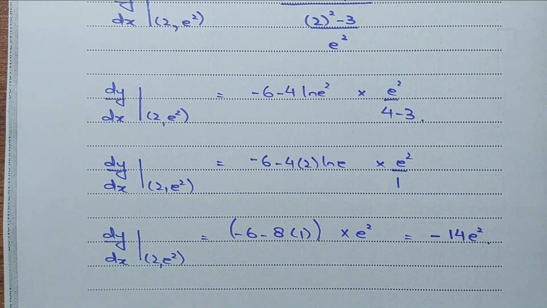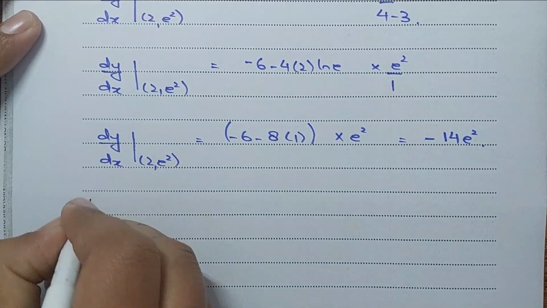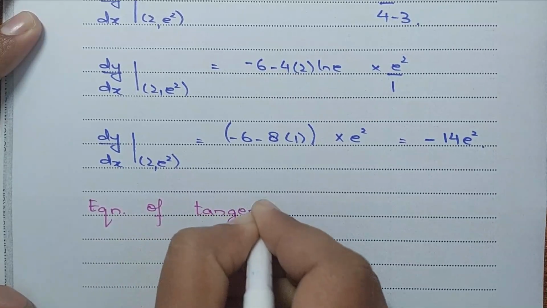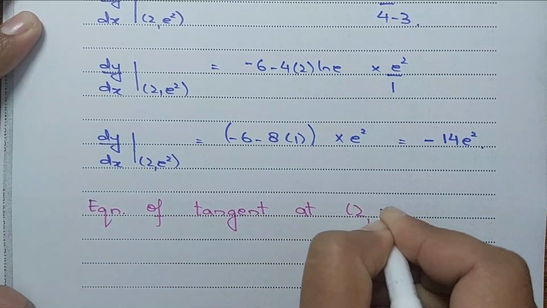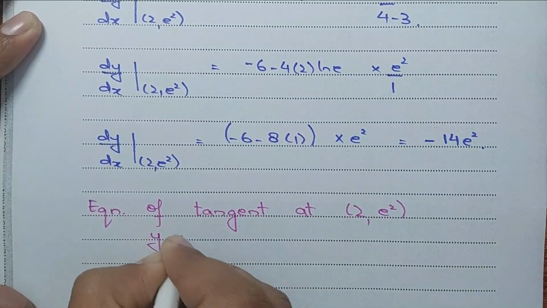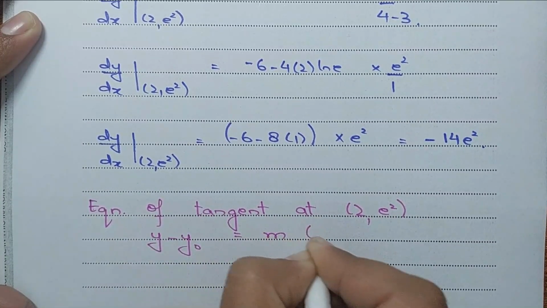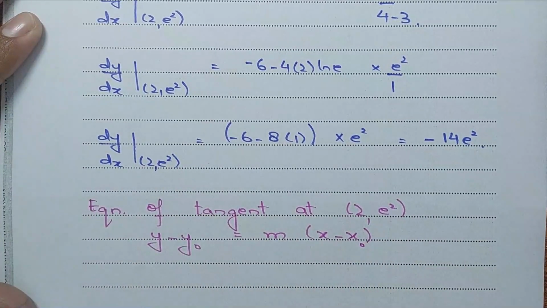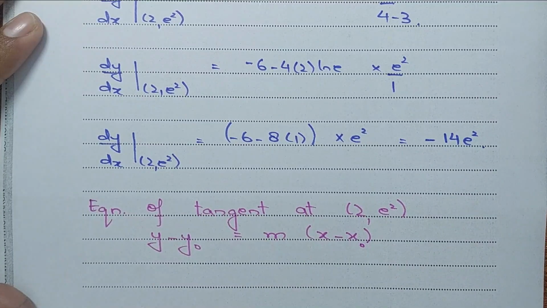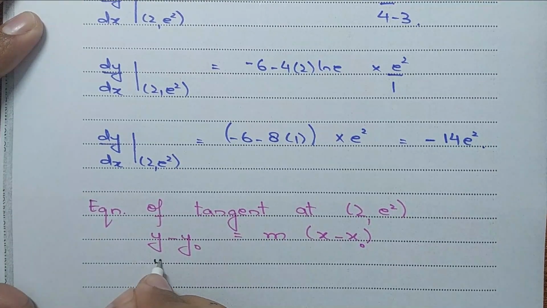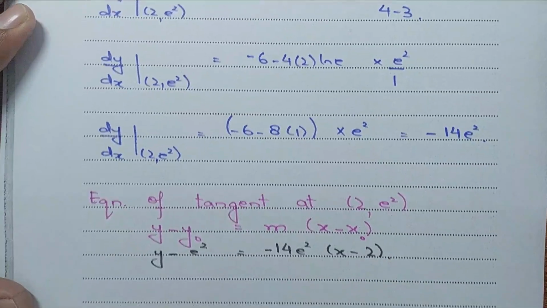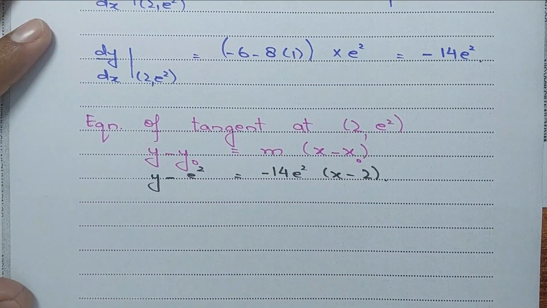Now we can easily find out the equation of tangent. Equation of tangent at the point (2, e squared) is y minus y naught equals the gradient of the curve times x minus x naught. This is the gradient of the curve at this point. Okay, so substitute everything. We have y minus y naught, which is e squared, equals m, which is minus 14 e squared, times x minus x naught, which is 2. We need to convert it into y equals mx plus c form, right?